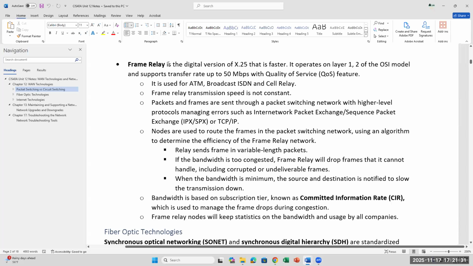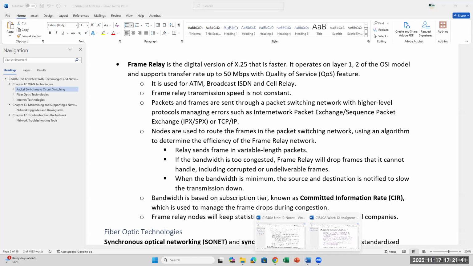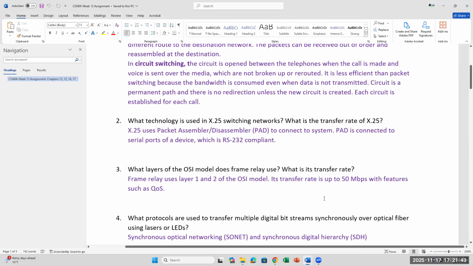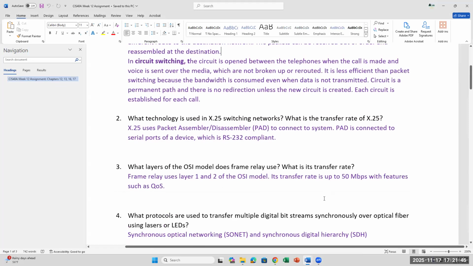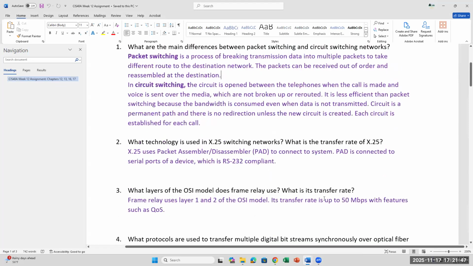So frame relay was something that was in older technology, and it would use X25, the digital version of it, for 50 megabit per second, which is not bad at all, right? For the time. Okay. So in question 2, it asks you what technology is used in X25 switching network? What is the transfer rate of X25?